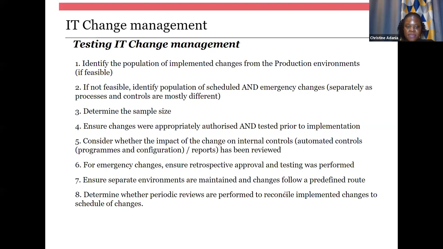Then determine the sample size. Remember, your sample size has to reflect your actual population. Incorporate risk and professional judgment when you're picking this sample, because this is a very, very high risk area. And then ensure changes were appropriately authorized and tested prior to implementation. So you'll probably review for evidence of signatures from appropriate personnel. Maybe they have their name signed, the date signed, and everything has been stored and maintained in a file somewhere, or it could be soft copy evidence.